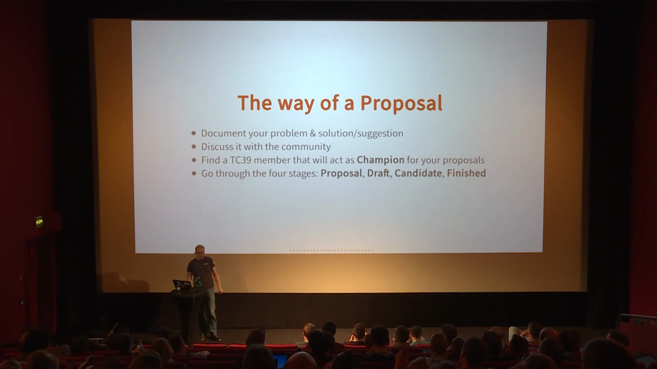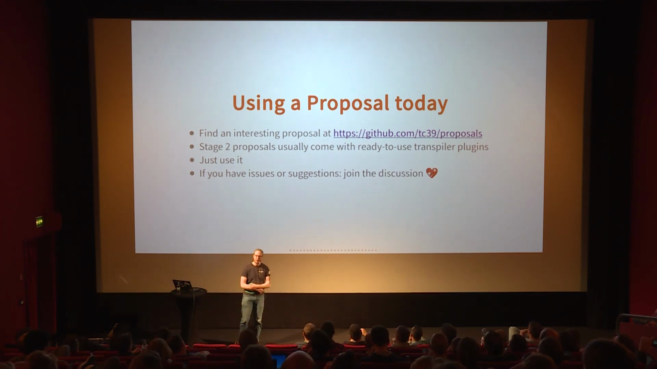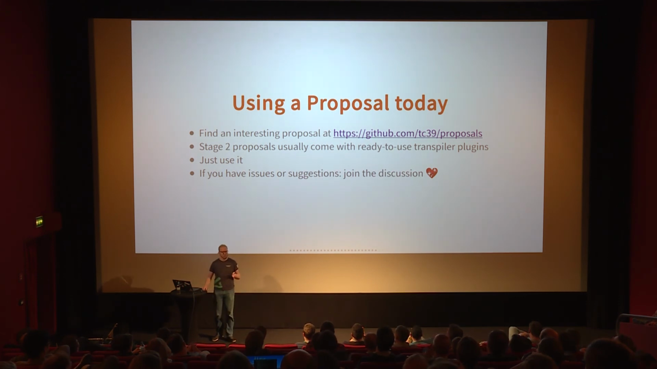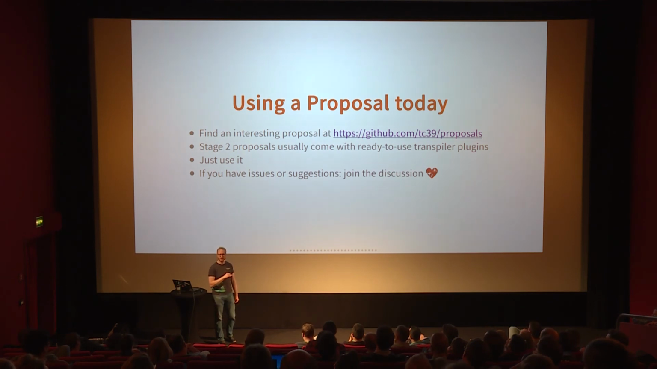If you want to use a proposal today, you just go to the GitHub, you find an interesting proposal, and if you look at their way of standardization, you would want to find a stage 2 proposal, because most stage 2 proposals should already have an implementation as a transpiler plugin. And to find out what transpiler plugin that is, put it into your Babel configuration. Yes, Babel is currently, I think, the big transpiler to be used. So you just put it in there, and 10 seconds later you can use it.